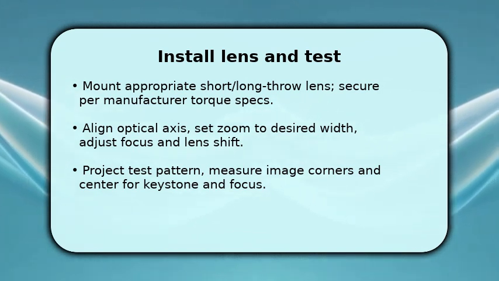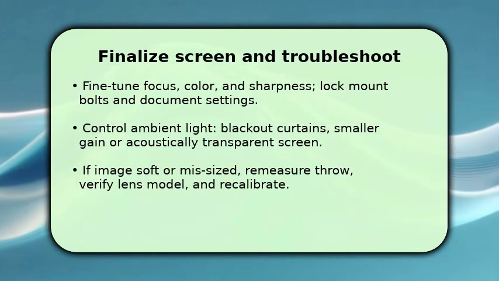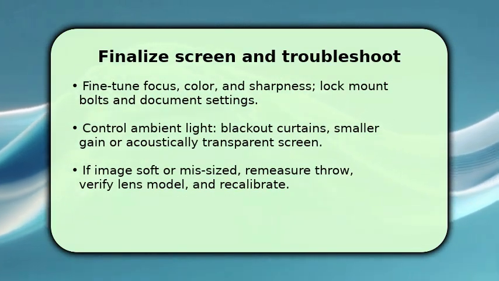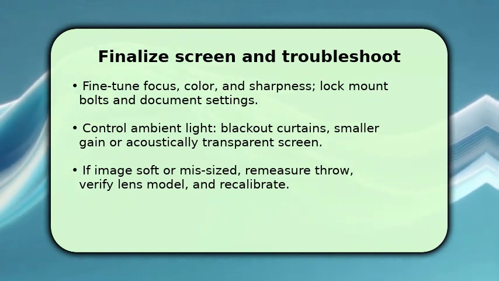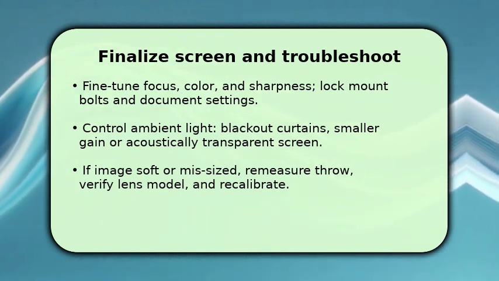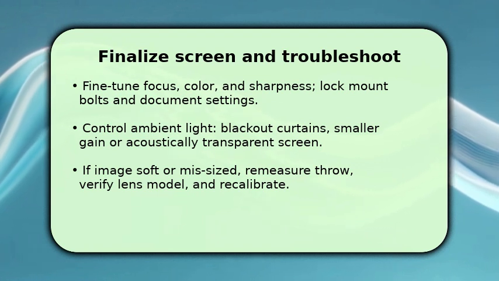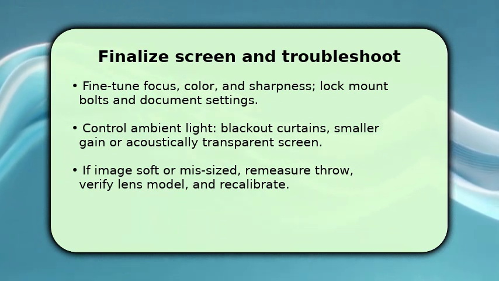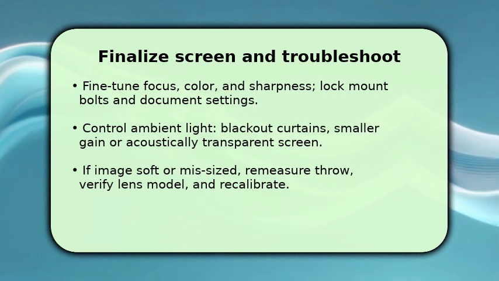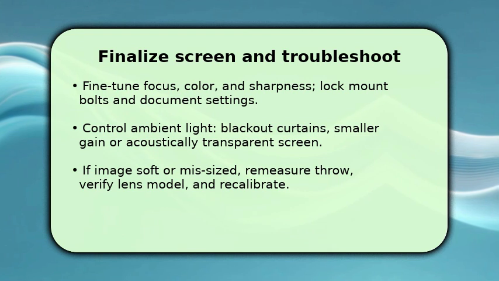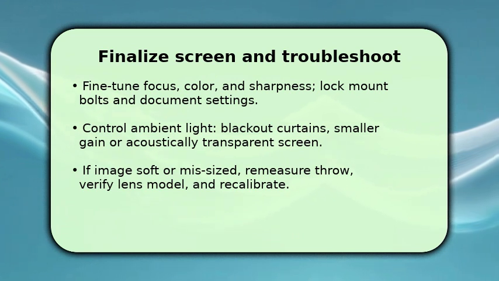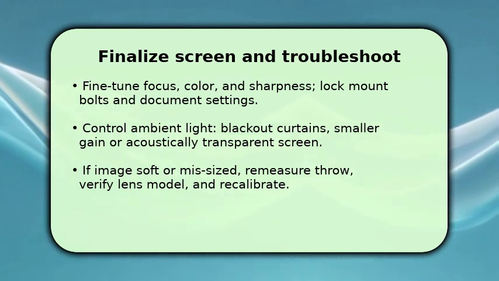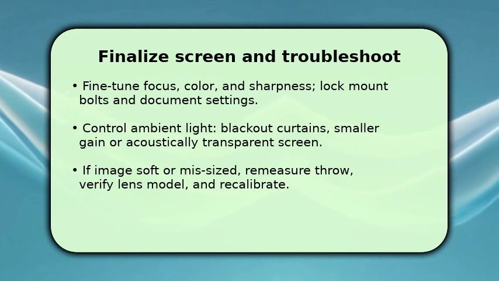You finalize by locking mount hardware, running a full calibration for color and sharpness, and confirming the projected image fills the intended screen area without keystone. Make sure ambient light is minimized, and the screen surface gain matches the projector's lumen output so contrast stays high. If the image is soft, missized, or vignetting occurs, remeasure the throw distance, verify you installed the correct lens model, and repeat alignment. One key troubleshooting step is to swap to the projector's native zoom position and reassess alignment.